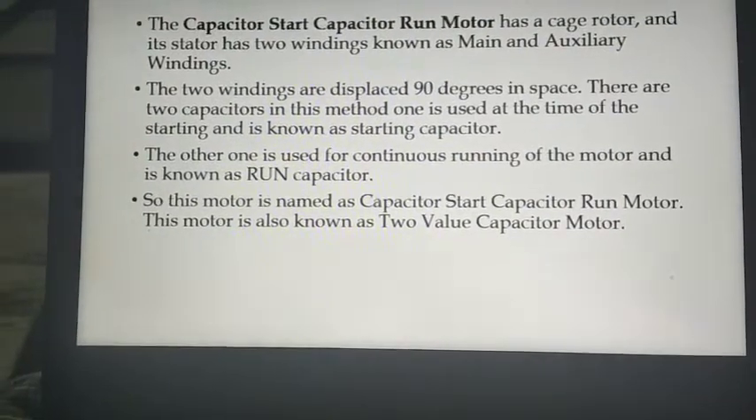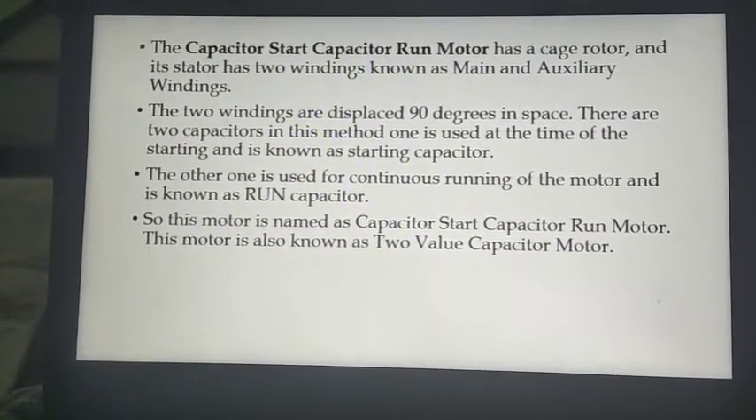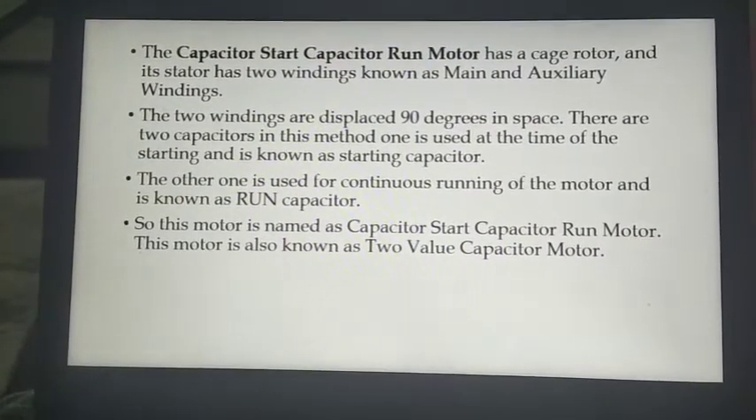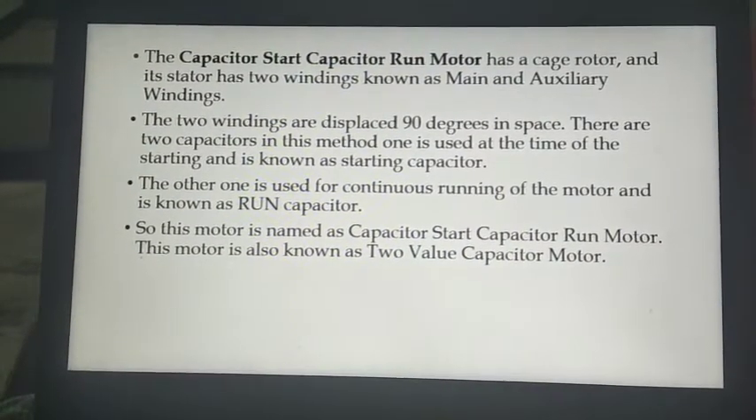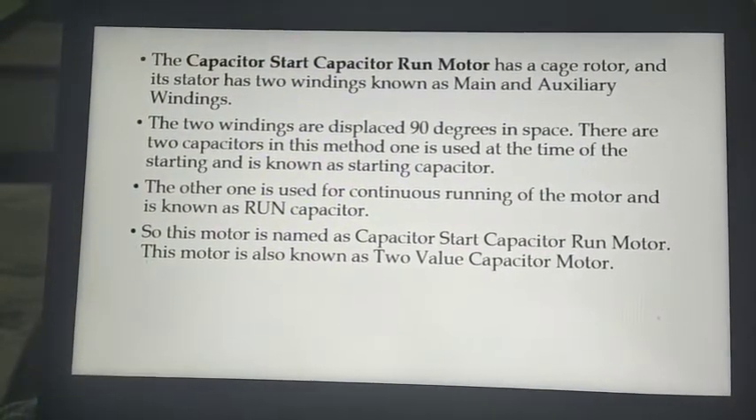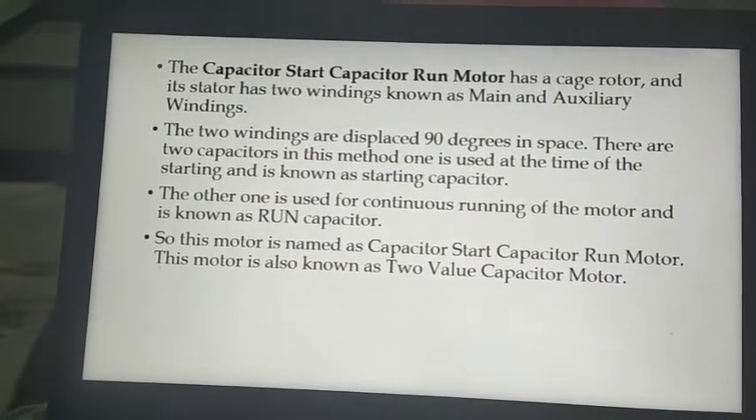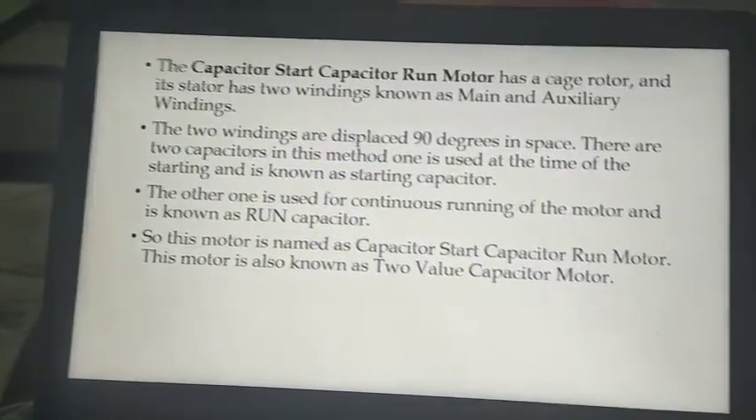For an example, the name itself we mentioned as capacitor start and capacitor run motor. The capacitor will act for starting purpose, that is the start capacitor, and the capacitor will be continuously present in the running condition, that is capacitor run, otherwise it is called the run capacitor. So that will be mentioned here.